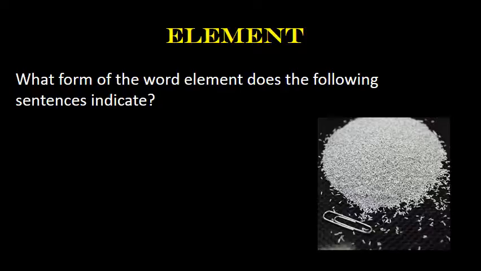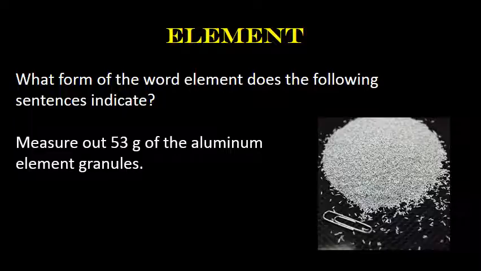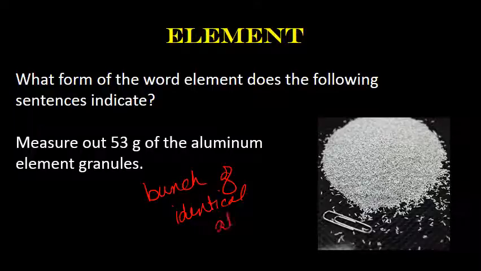Now that we have 3 different definitions of element, here's your multiple choice: it could mean one atom, a whole big bunch of atoms, or some generic form. Look at the following sentence. Measure out 53 grams of the aluminum element granules. Wonder what form? Well, if you said this means a bunch of identical atoms, you picked the right definition.